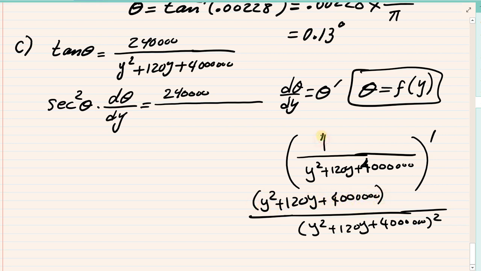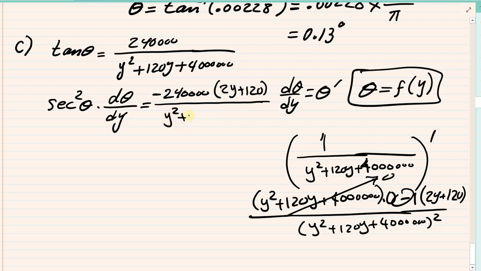times the derivative of 1 in the numerator, which is 0, minus, that makes all of this 0, times 0 is 0, minus the numerator times the derivative of the denominator, which is 2y plus 120. Right? The derivative of y squared is 2y, and then plus 120. So that's going to be, and notice it's going to be negative, right? So I'm just going to have negative (2y plus 120) in the numerator, and in the denominator we have the polynomial function, y squared plus 120y plus 4 million.